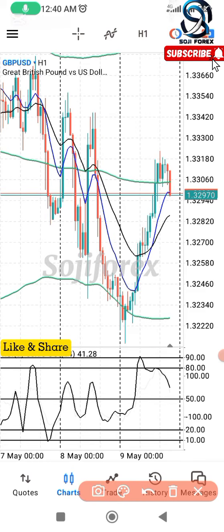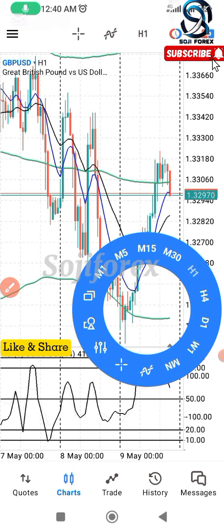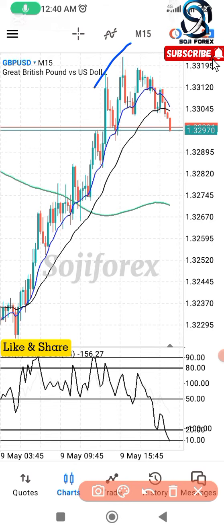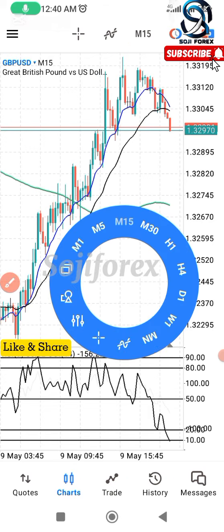So here we are hopeful. Yeah, this is beautiful. This is a divergence playing out here, so we can actually take advantage of this particular entry. So you can see that on a 15-minute time frame and see how we have this divergence and then price is falling to the downside.